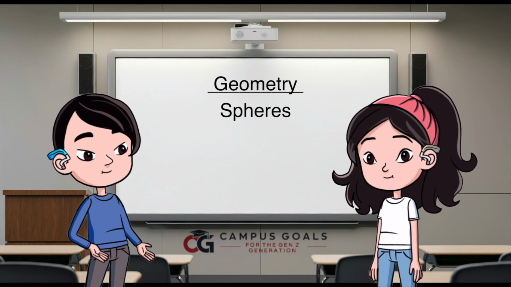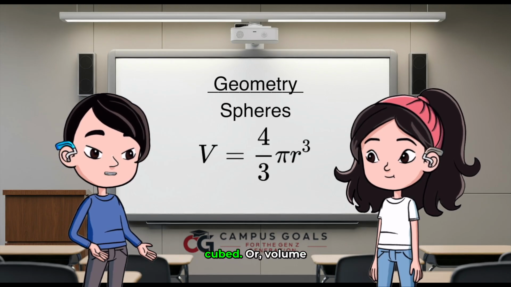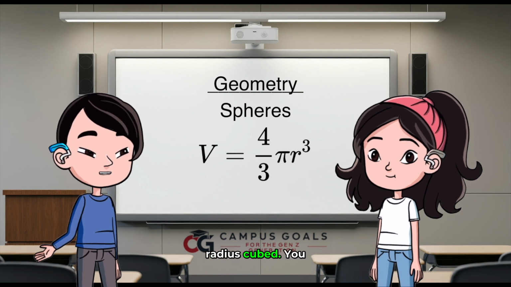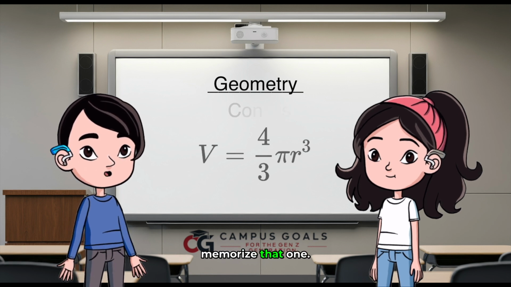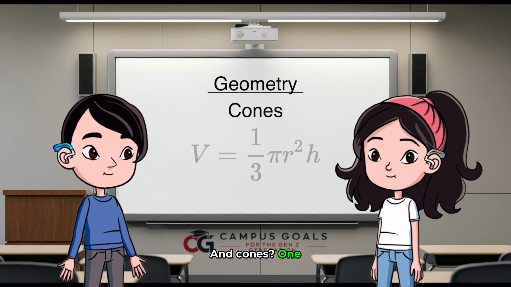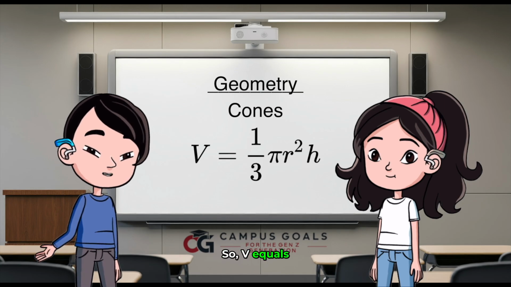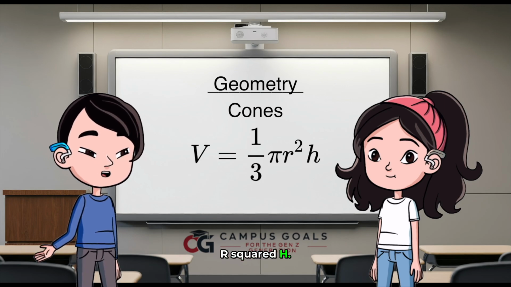Spheres are interesting. Volume equals 4/3 pi r cubed. Or, volume equals 4/3 times pi times radius cubed. You definitely want to memorize that one. And cones? 1/3 the volume of a cylinder with the same base and height. So, V equals 1/3 pi r squared h.